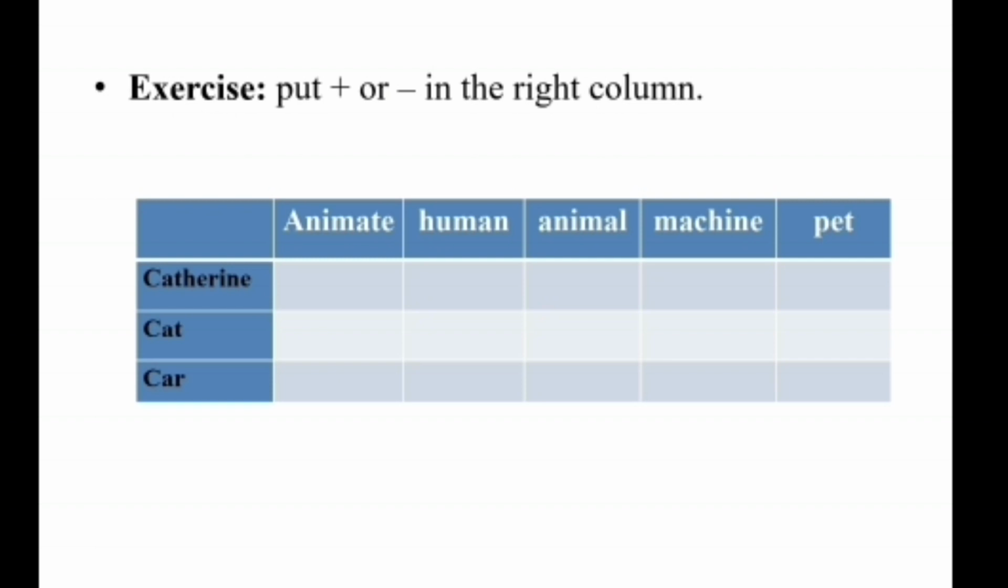Now let's stop at an exercise and try to put minus or plus in the right column. Try to pause the video and do it yourself, and the correction will be provided at the end of this video.